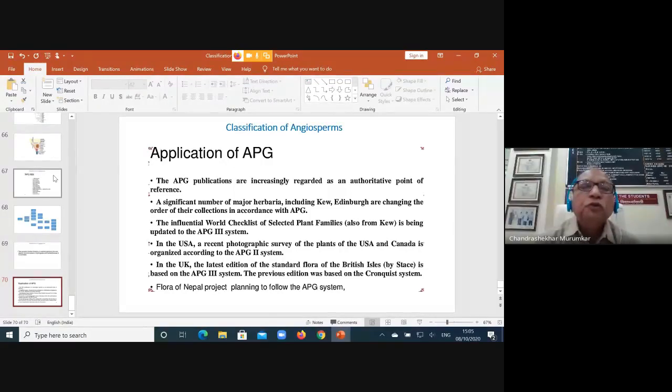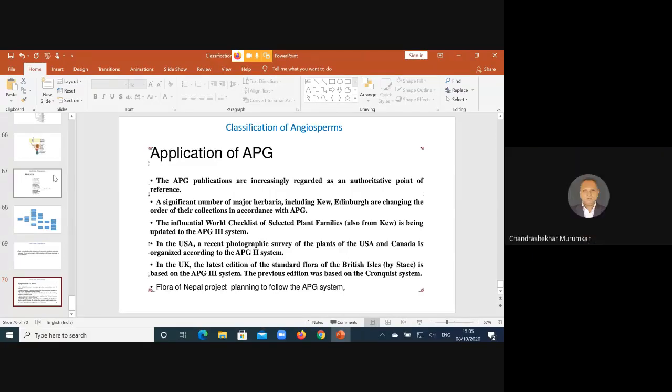So we started our journey from Theophrastus, who identified the plants on the basis of their habit, whether they are herbs or shrubs or trees. And from that journey, then we came to Linnaeus. Linnaeus was followed by Bentham and Hooker.